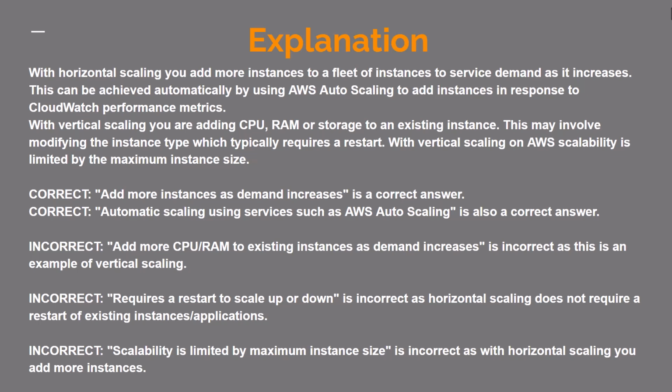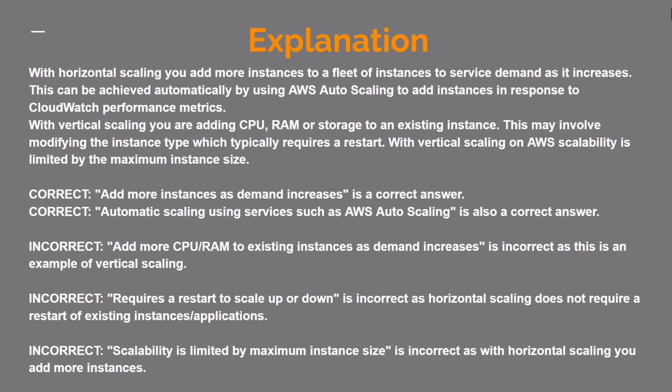With vertical scaling, you are adding CPU, RAM, or storage to an existing instance. This may involve modifying the instance type, which typically requires a restart. With vertical scaling on AWS, scalability is limited by the maximum instance size. Correct. Add more instances as demand increases is the correct answer. Correct. Automatic scaling using services such as AWS Autoscaling is also a correct answer.